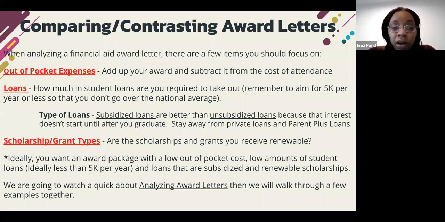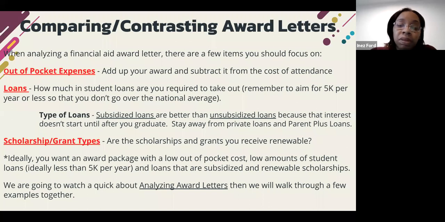Look at the loans that they offer you. Remember, we said that you don't want to go over 6,000. You want to really aim for 5, but honestly, you can do 6, but try your best not to go over $6,000 a year. But you want to see how much in loan money you are required to take out.